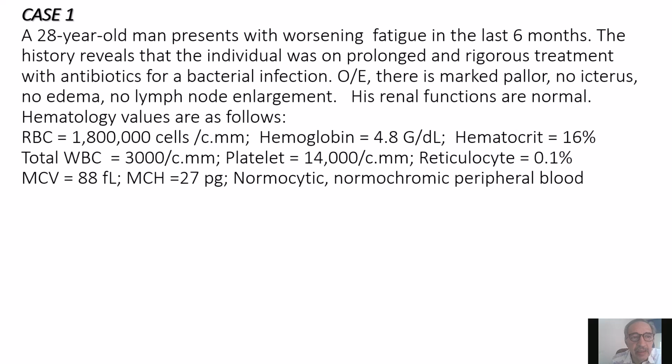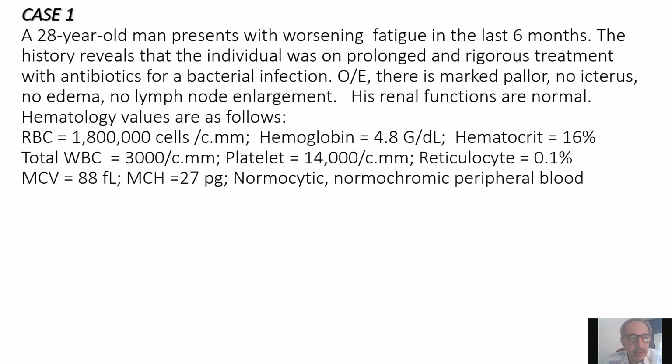First case, a 28-year-old man presents with worsening fatigue in the last 6 months. The history reveals that the individual was on prolonged and rigorous treatment with antibiotic for a bacterial infection. On examination, there is marked pallor, no icterus, no edema, no lymph node enlargement. Renal functions are normal. Hematology values: RBC reduced 1.8 million, hemoglobin 4.8 grams per deciliter, hematocrit 16%, WBC 3000, platelet 14,000. There's a pancytopenia as you see. All cell counts are reduced.